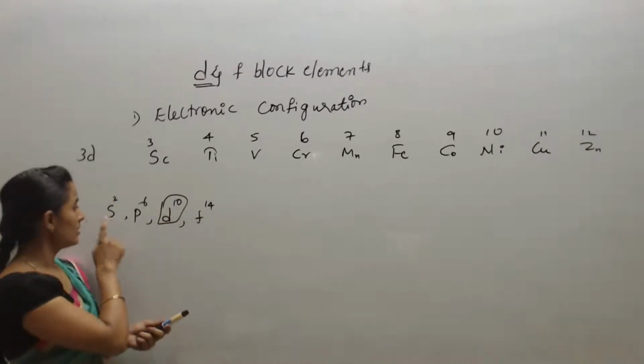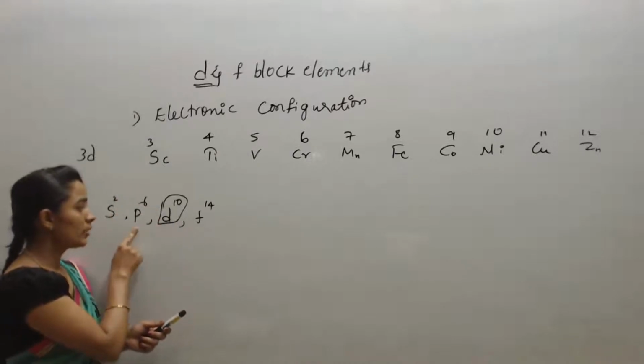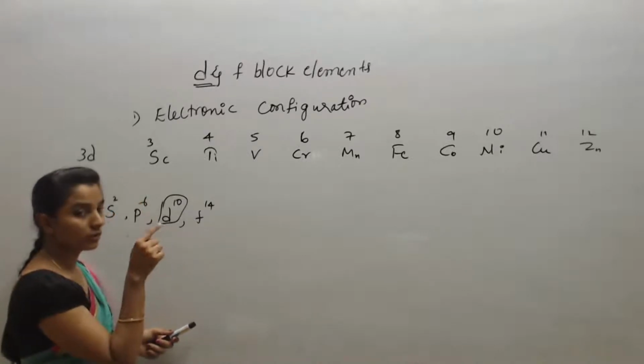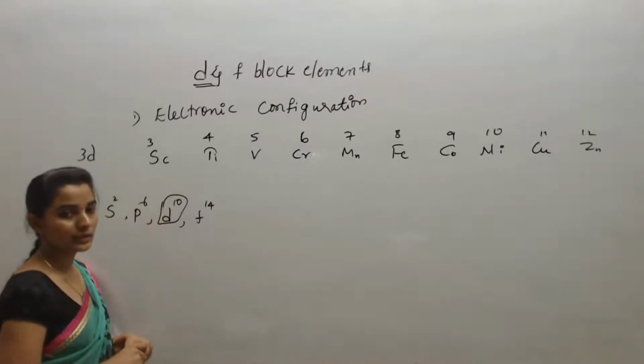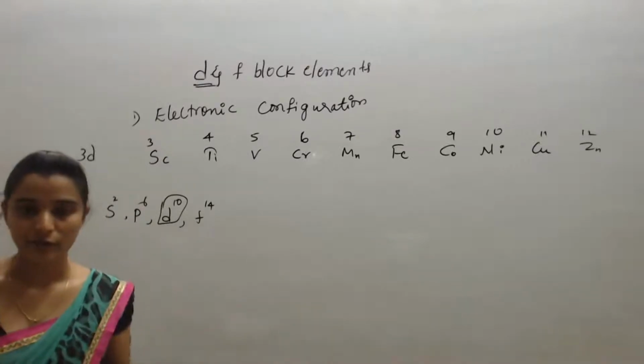That's why this is the number of electrons. In s orbital only 2 blocks are there, 2 electrons. In p orbital 6 blocks are there, 6 electrons. In d, 10 groups are there, that's why it is d10. In f 14 groups are there, and so it is f14.